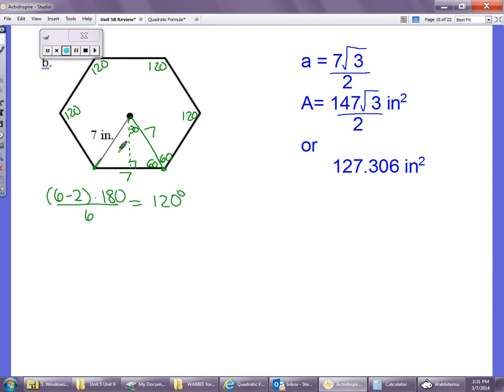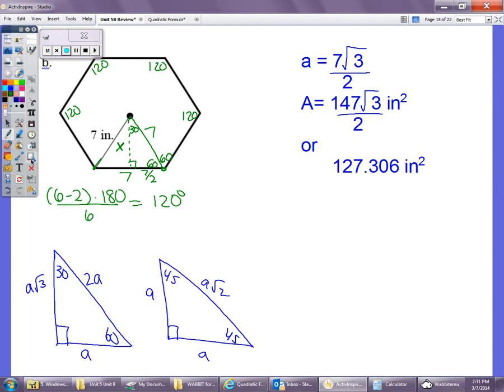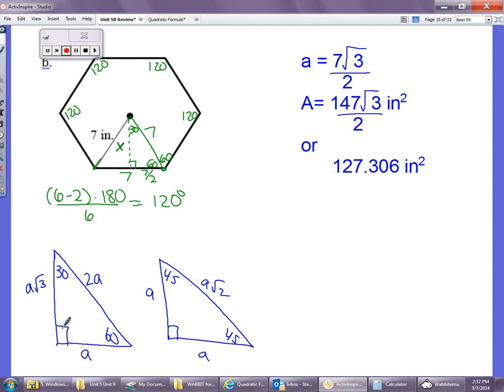So the apothem is going to be x. This bottom part is going to be half of 7, which is 7 over 2. The hypotenuse is going to stay at 7, but we don't really need the hypotenuse right now. All we need is the apothem, which is going to follow your 30, 60, 90. If A, which in this case is 7 over 2, then A radical 3 is going to be equal to 7 over 2 times radical 3. So that's my apothem.